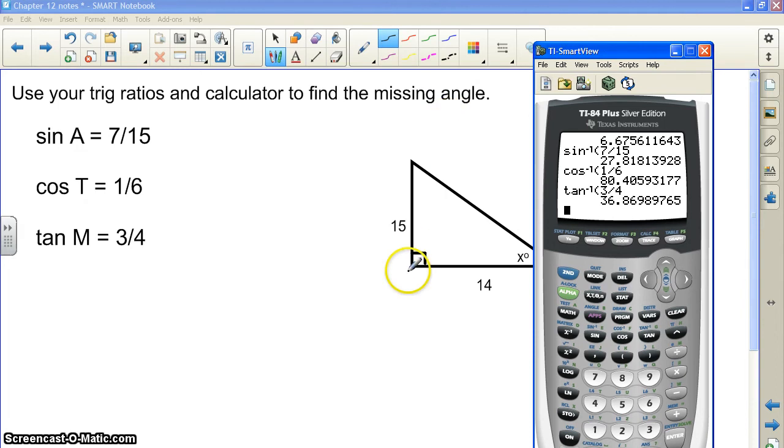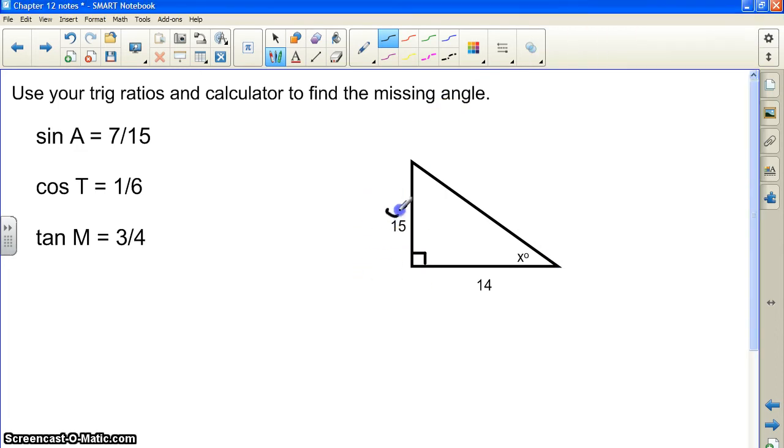So I've got 15, which in this problem would be our opposite, because that's our angle. 14 would be our adjacent. So I've got opposite and adjacent, so that's going to be tangent. Of my angle, I don't know it, so just x equals. My opposite is 15. My adjacent is 14. And I'm done. That's it. I don't have to do anything else.